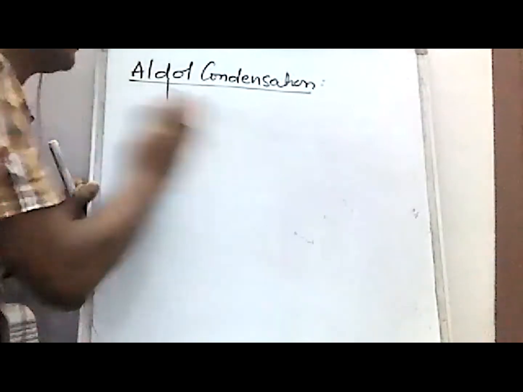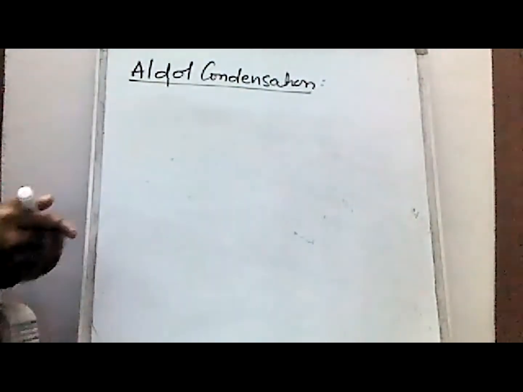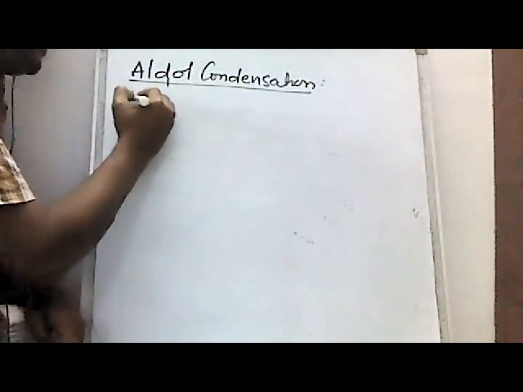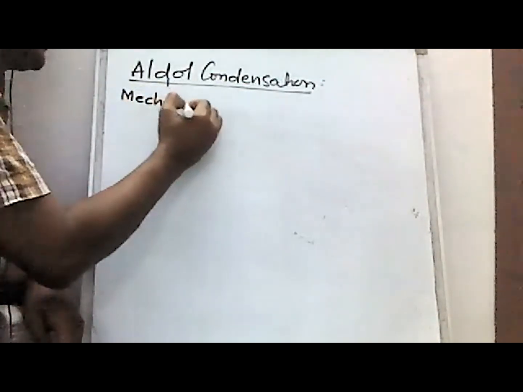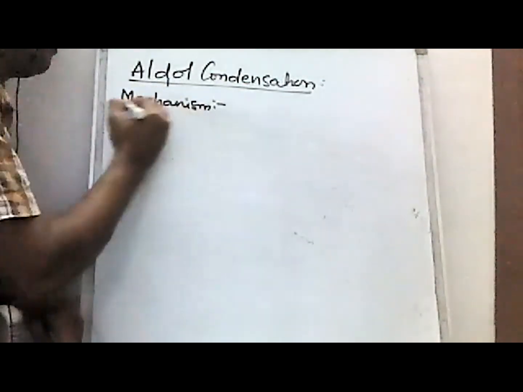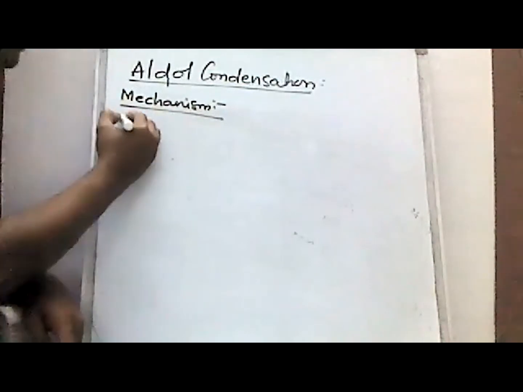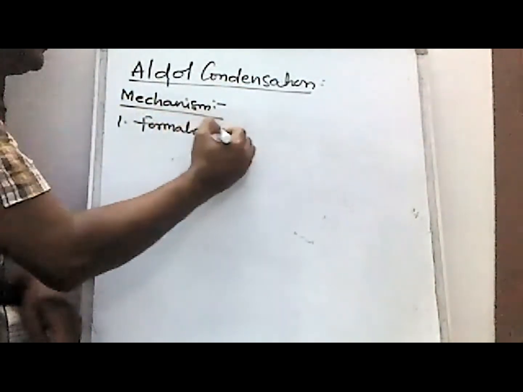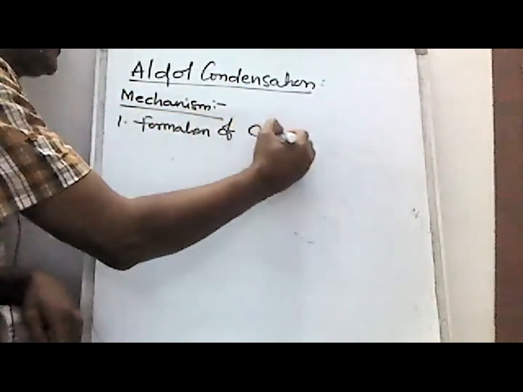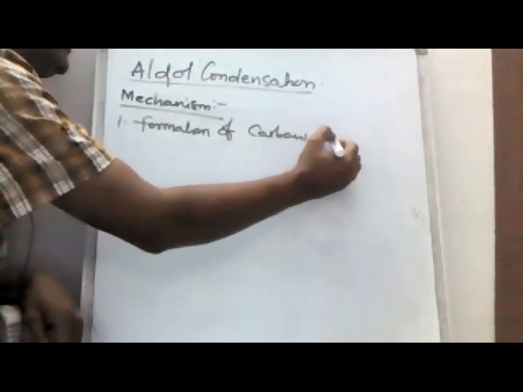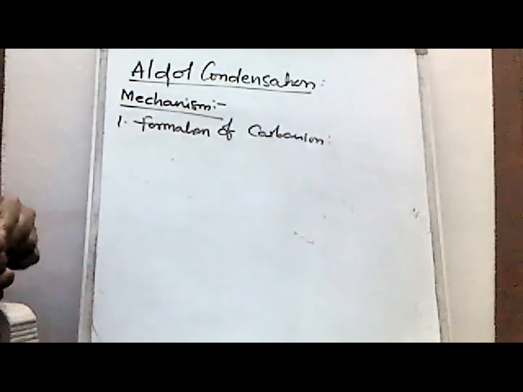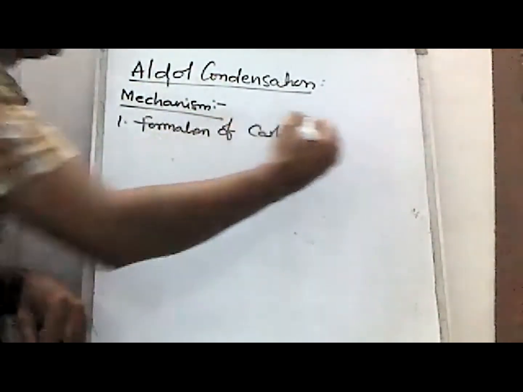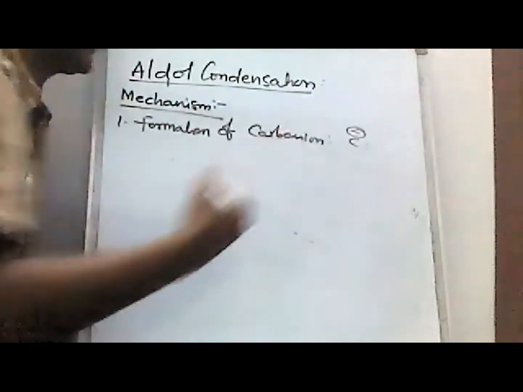Aldol condensation. Let me explain the mechanism, how this reaction happens. You see, the first step is the formation of a carbanion. We know that a carbon containing a negative charge is called a carbanion. Negatively charged carbon is called a carbanion.